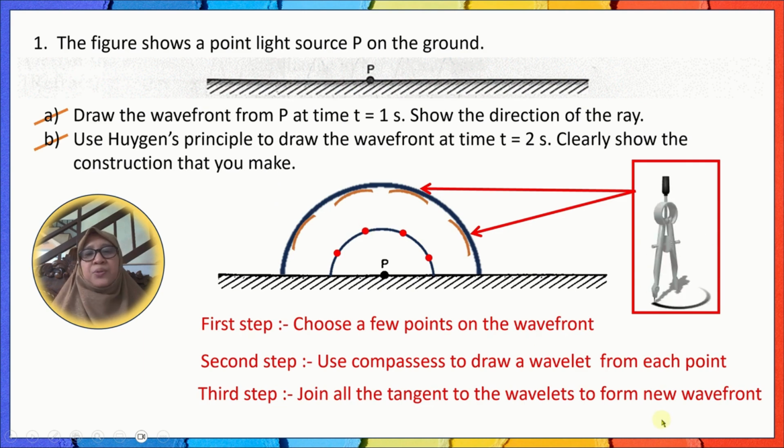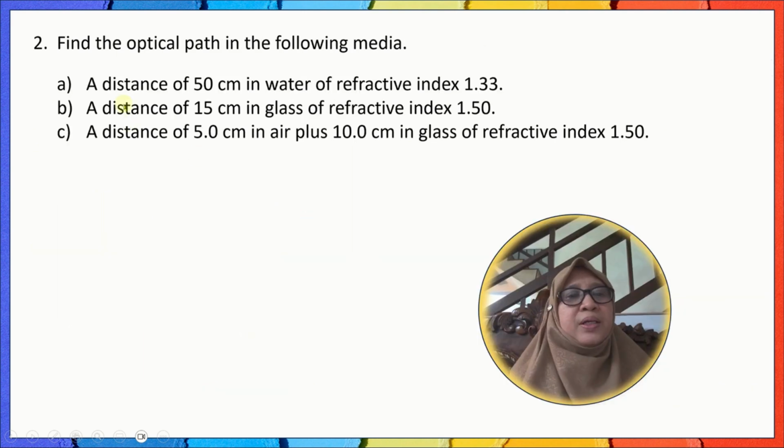Okay, next we go to question 2. Find the optical path in the following media. Question A, a distance of 50 cm in water of refractive index 1.33. B, a distance of 15 cm in glass of refractive index 1.50. And C, a distance of 5.0 cm in air plus 10 cm in glass of refractive index 1.50.